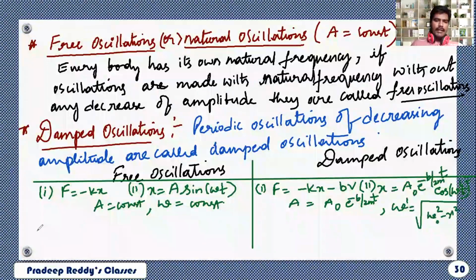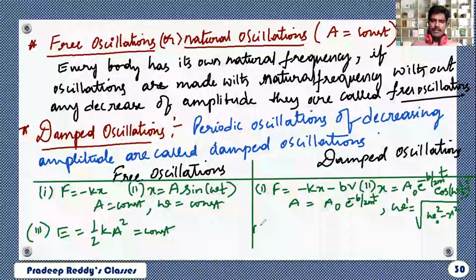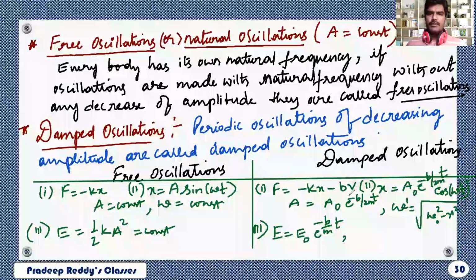And clearly, energy in free oscillations will be half k a square, where k is equal to m omega square. This is constant. But in case of damped oscillations, energy is E equal to E naught e power minus b by m into t. It is variable with respect to time. These are comparisons between free oscillations and damped oscillations.